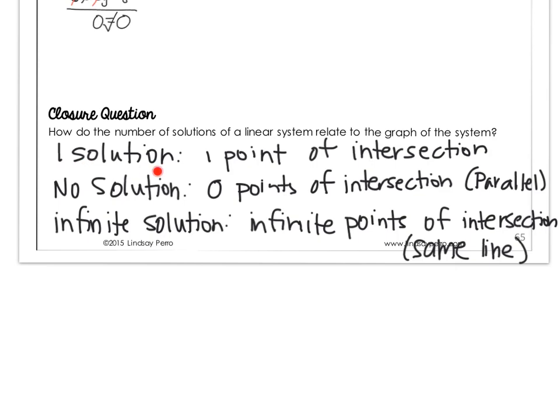Okay, so one solution, this is probably the most common, one point of intersection, and that's what we've been doing on all the previous lessons. No solutions, 0 points of intersection. So those lines will be parallel if you graph them. If you're doing it algebraically, they will have the same slope but different y-intercepts. Infinite solution, infinite points of intersection because they are the same line. If you're doing it algebraically, they will have the same slope and same y-intercept.